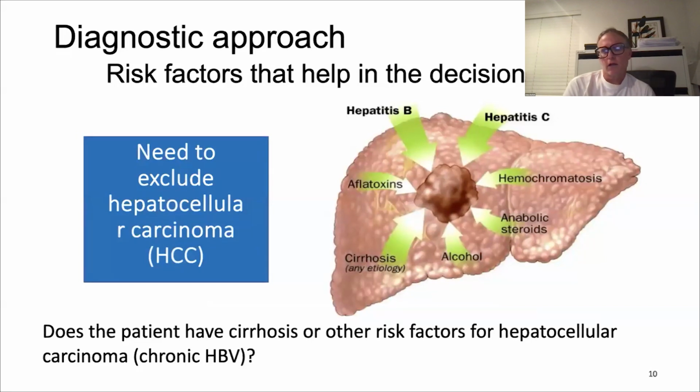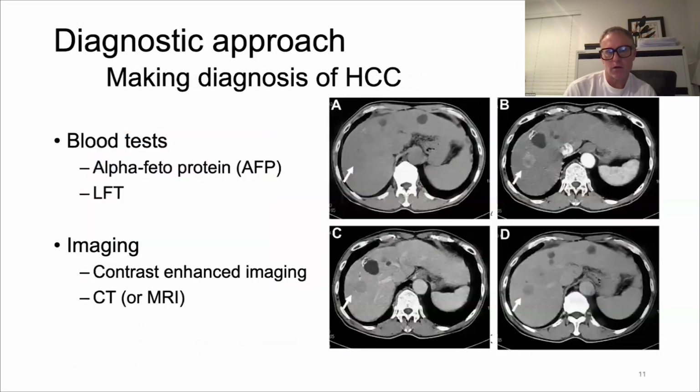In patients with chronic liver disease, they get a cycle of injury and repair, and can accumulate genetic aberrations in their liver parenchyma, which leads to carcinogenesis. That's why patients with cirrhosis or chronic hepatitis B end up developing primary liver cancer. So in an incidental liver lesion in somebody who's cirrhotic, one does need to exclude hepatocellular carcinoma.